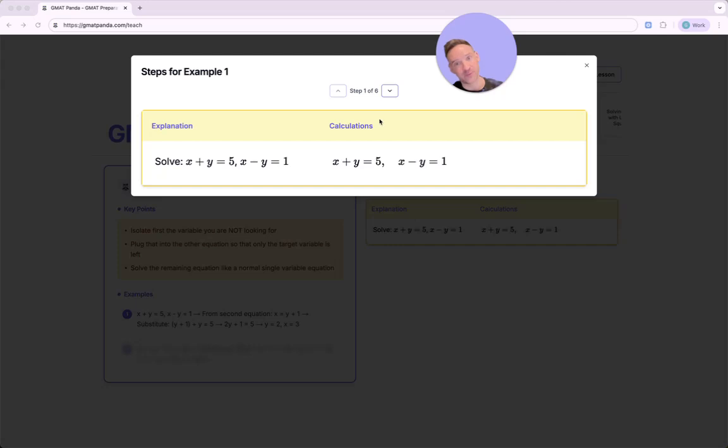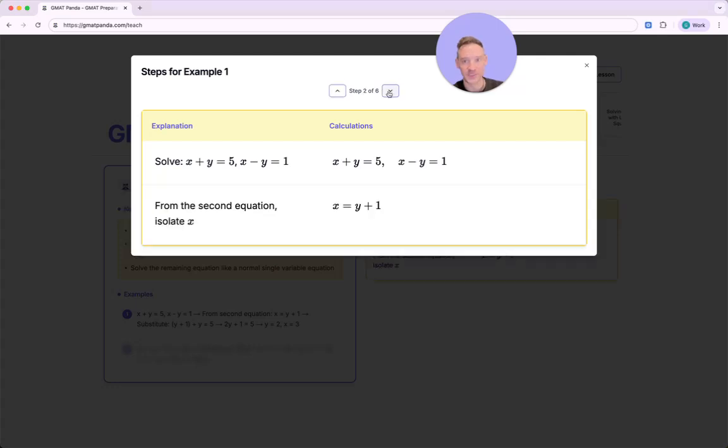So the first method we're going to see is what's called the substitution method. And the substitution method is essentially working out what one of the unknowns is as a function of the others, and then taking that and plugging it into one of the other equations. So in this case, we've got two equations, two unknowns, right? We're isolating x equals y plus 1, right?